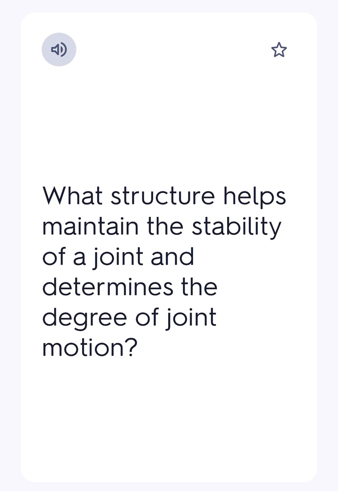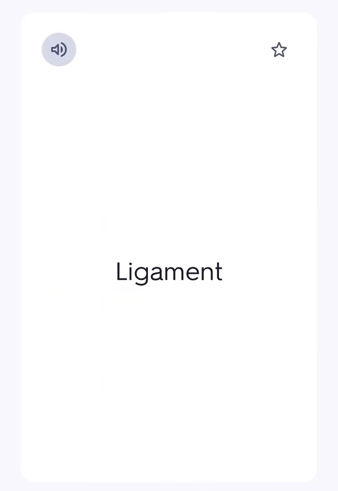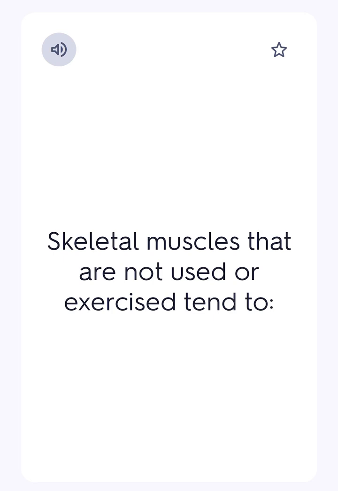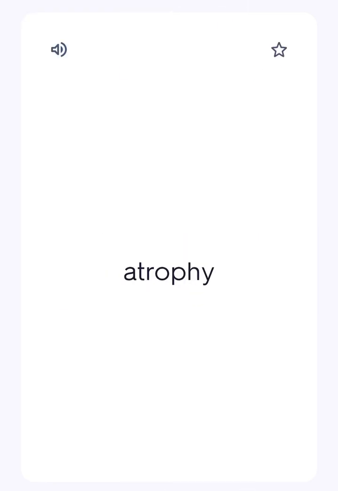What structure helps maintain the stability of a joint and determines the degree of joint motion? Ligament. By maintaining a state of partial contraction, blank muscle allows the body to maintain its posture. Skeletal. Skeletal muscles that are not used or exercised tend to atrophy.